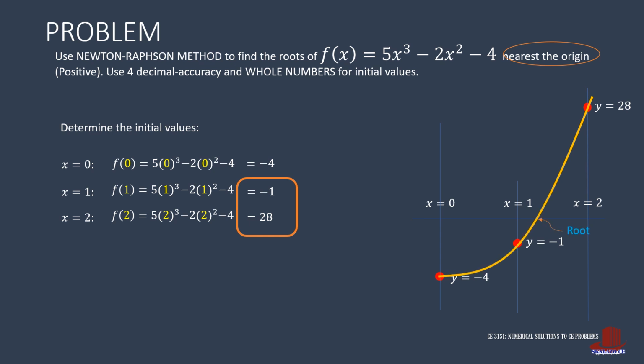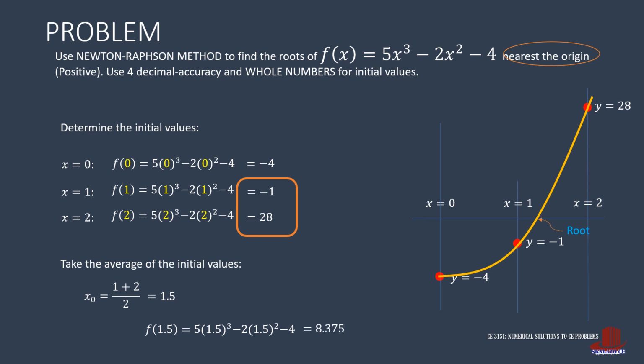With a sign jump, we can deduce that the root we are looking for is within x of 1 to 2. With Newton Raphson, one can either use the upper limit or the lower limit. But to cut the process even shorter, we can start by taking the midpoint of the initial values. So x naught is half of 1 and 2, which is 1.5. If we take the f of 1.5, we get 5 times 1.5 cubed minus 2 times 1.5 squared minus 4, which makes 8.375.